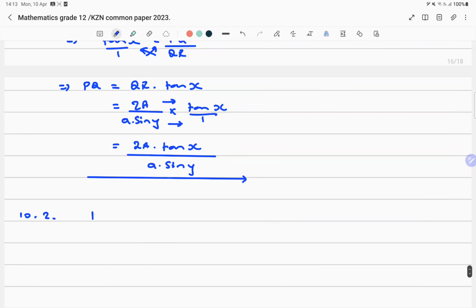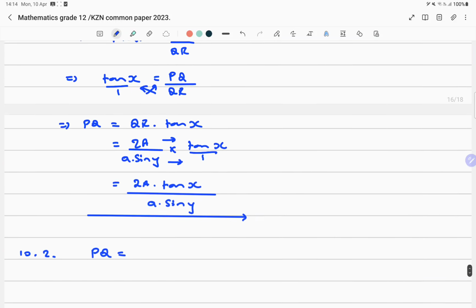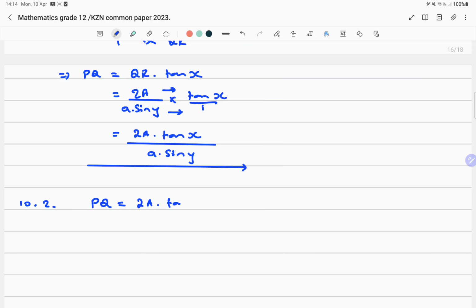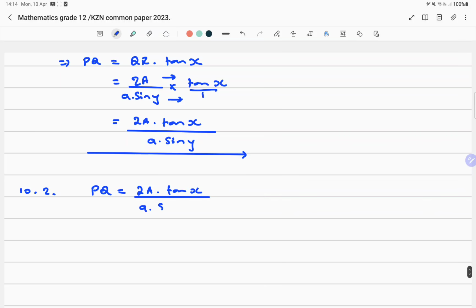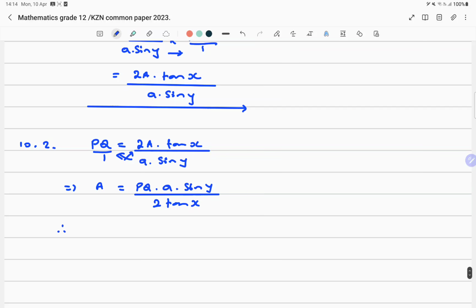We know that from above, we saw that PQ is equal to 2A over 10x... over A sine Y. This is easy because now we can isolate A. This implies that A is equal to, remember this is over 1, so you will cross multiply first and then divide by 2 times 10x, isn't it? So this is basically going to be PQ times A times sine Y divided by 2 times 10x, okay?